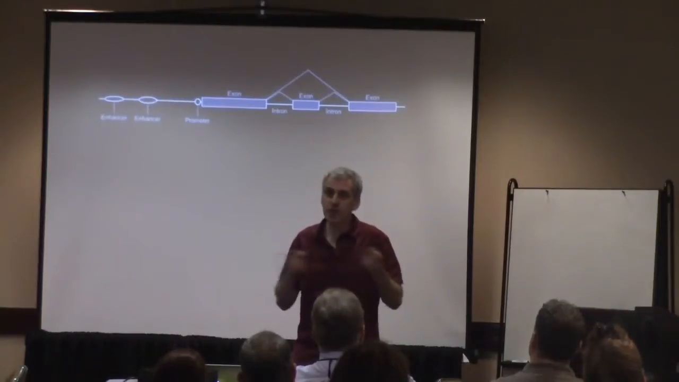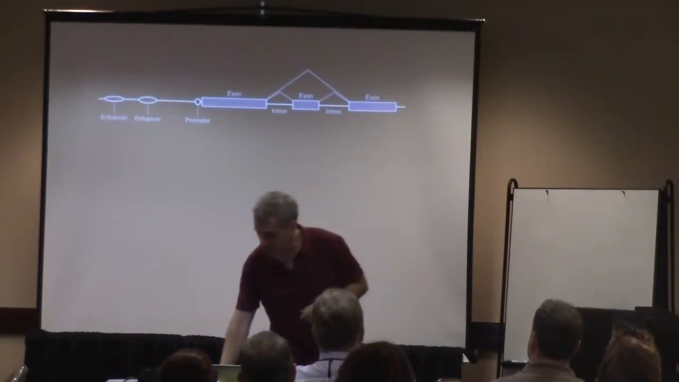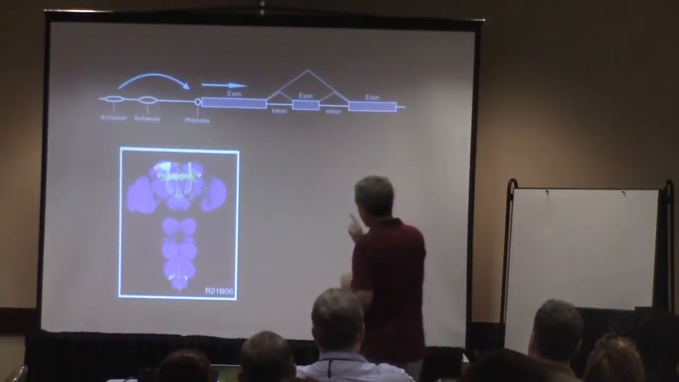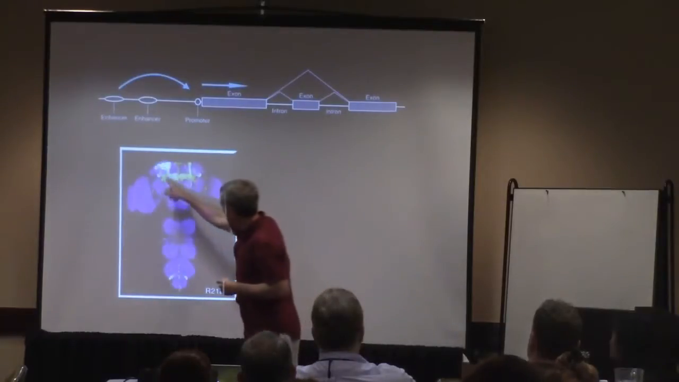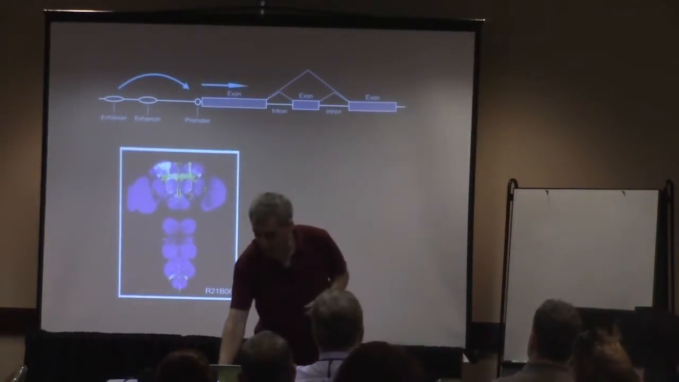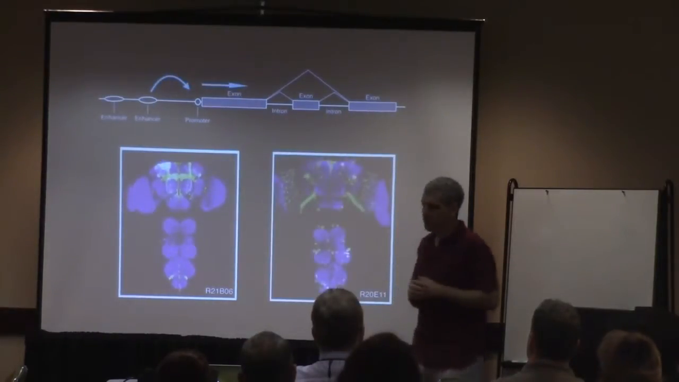If you didn't turn on and off the right genes at the right time, those things wouldn't end up in the right places. So for example, that enhancer will turn the gene on by activating the promoter in one subset of neurons in the fly brain. But a different enhancer nearby will activate this gene in a different subset of neurons.